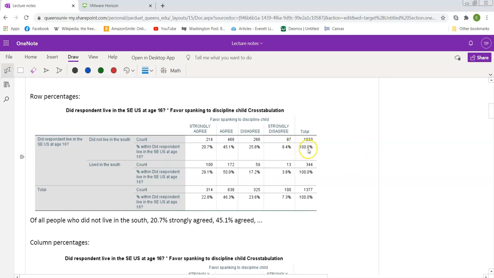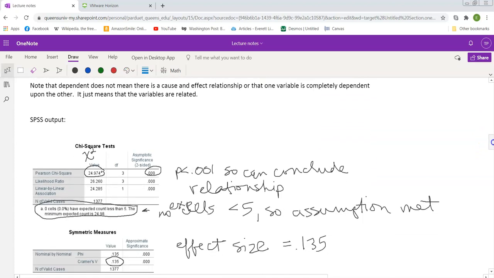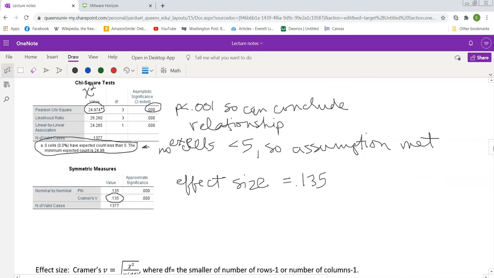If you wanted to report this as out of 100%, or out of the people who live in the South and state all those percentages, that's fine. It's a matter of what you think is the most informative for your research question.